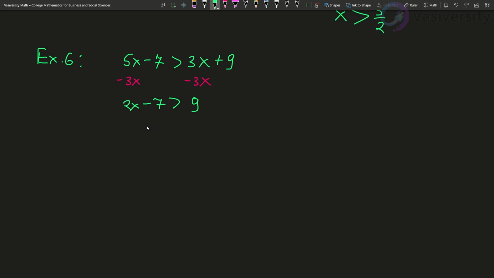Okay, now we know that 2 times x is multiplication, so we're not going to divide yet, but we're first going to get rid of the subtraction here. So to get rid of subtraction, we have to add 7 to both sides.